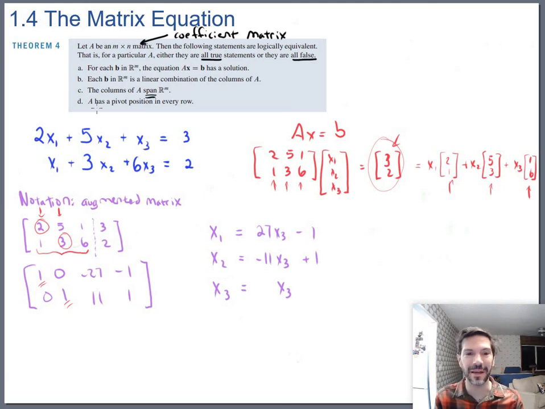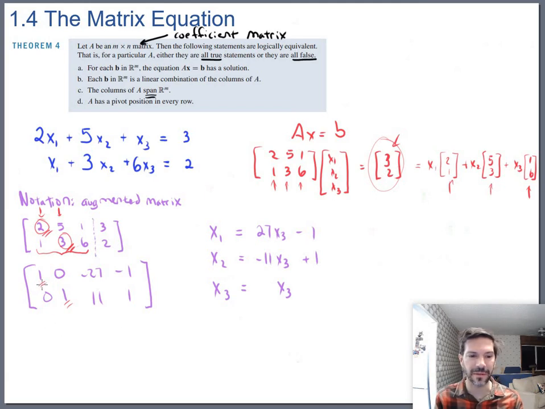D says that if A has a pivot position in every row, so pivot position in the first row and a pivot position in the second row, that's equivalent to these other three statements. So if you know that there's two pivots in your two-row matrix, you know that there's solutions. You know that there's infinitely many solutions. There's a solution for every possible thing you could try to write over here.